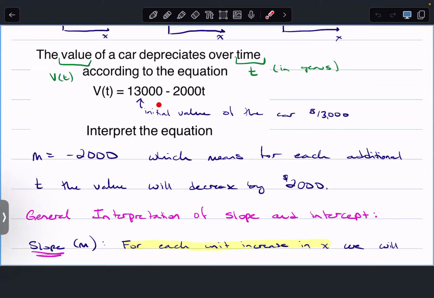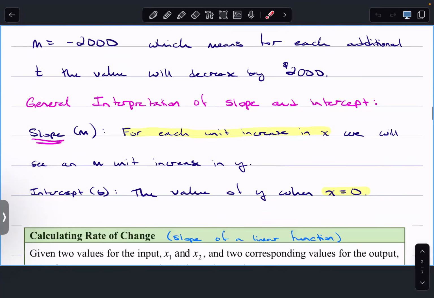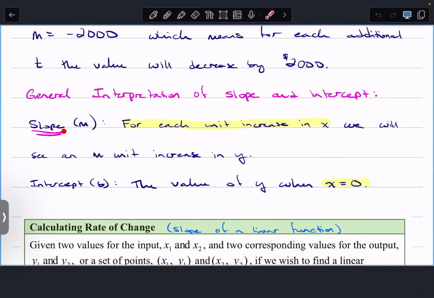Because how do we interpret this equation? 13,000 minus 2,000 for every t, right? So for every day or every year, that's why it's funny to think of t in days. Because the value of the car would depreciate by $2,000 per day. Yikes. More likely that it's years, but it doesn't say, so we decided it was years. We introduced the general interpretation of the slope and the intercept. Okay. These are going to be good to have up our sleeves, right? Just kind of commit them to memory, probably.